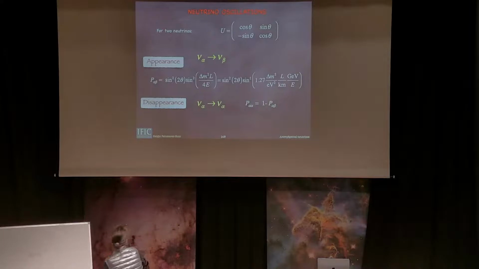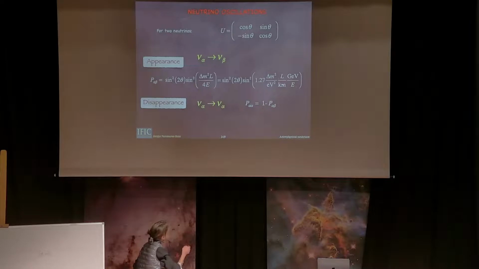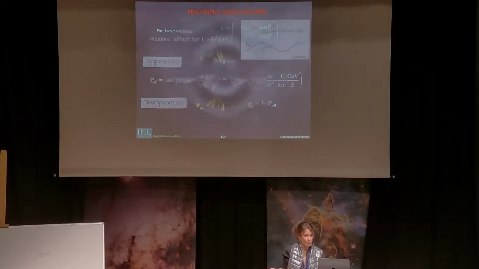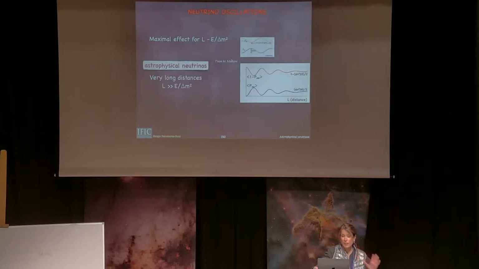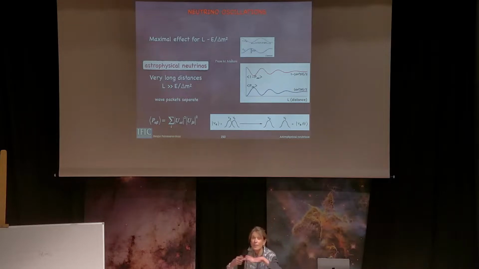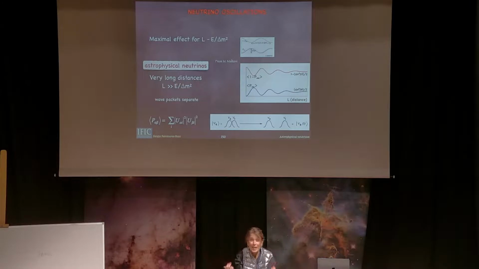And of course, neutrino oscillations depend on the baseline that the neutrinos have traveled, the distance, the energy, and these mass squared differences. So the maximal effect, obviously, will be when the length is of the order of E over delta m squared. But for astrophysical neutrinos, you should keep in mind something. They travel over very, very long distances. The path length is much larger than any relevant oscillation length.